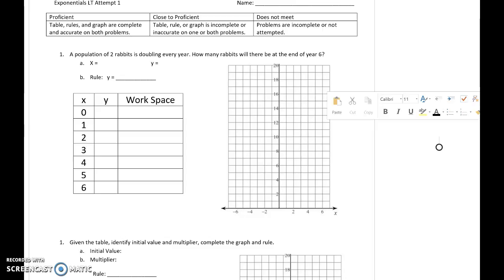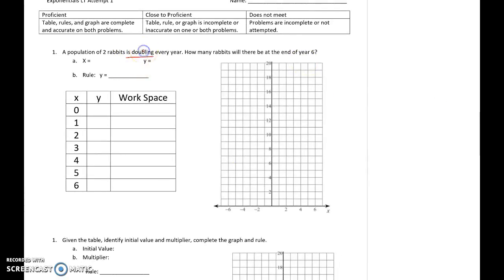So the context is we're starting with 2 rabbits, and each year that's doubling. We're trying to calculate how many rabbits there will be at the end of year 6. So first, we want to think about what it means for something to double. We know doubling is multiplying by 2, right? It's twice as much. So if we start with this table, we can start by filling in 2 here.